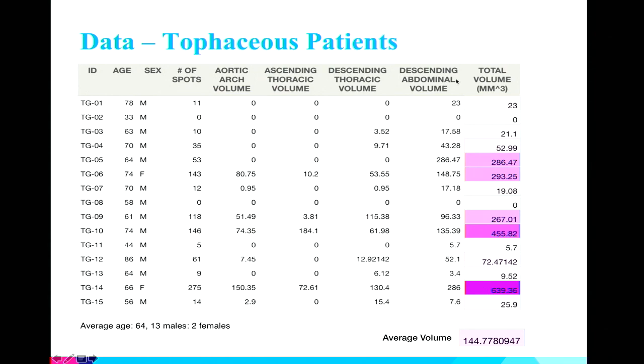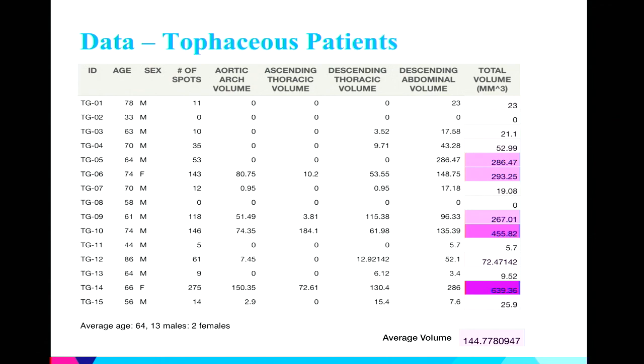This is all of our tophaceous patients. The colors are sort of signifying how much urate they had. Only 2 out of the 15 patients didn't have any urate at all. So it is pretty significant. Almost all of our patients were showing up with deposits. Then we wanted to look at non-tophaceous patients.